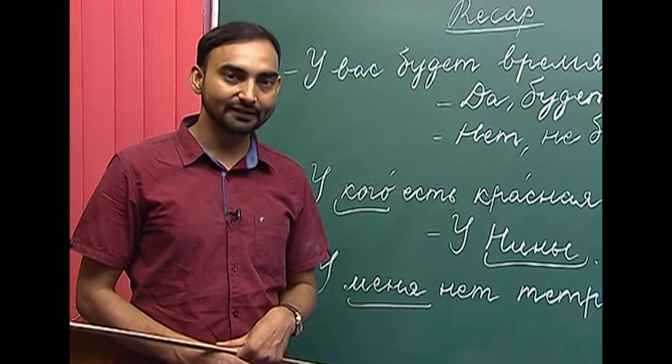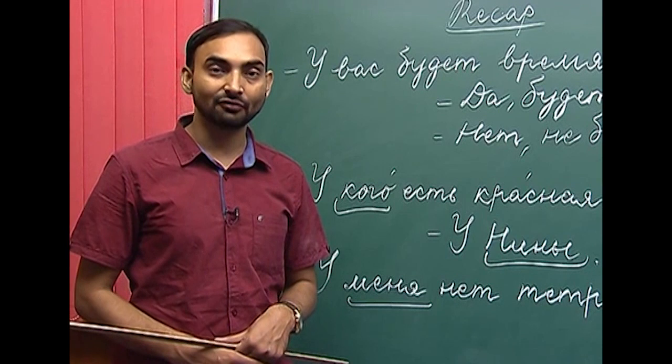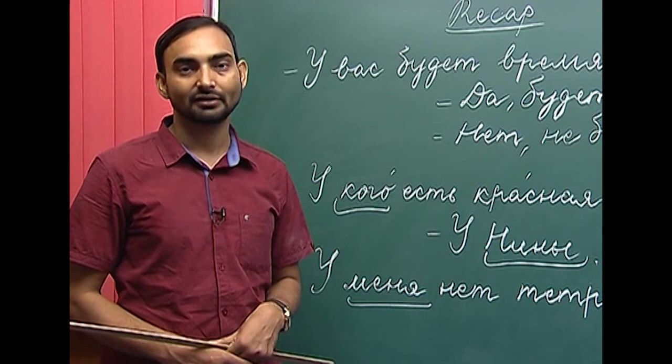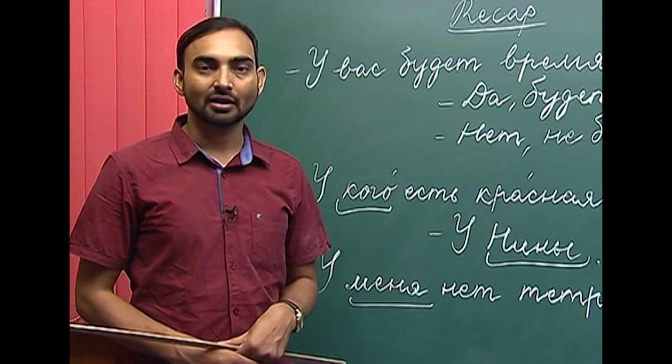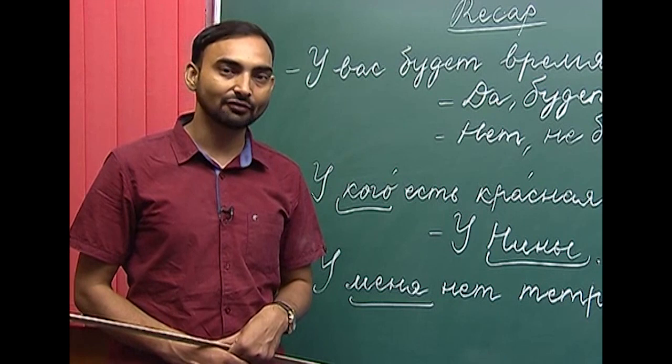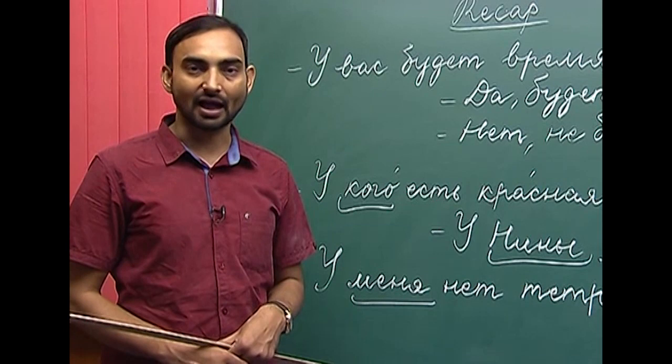If the feminine noun ends with a soft vowel, which is YA, then YA is replaced with E. And if the noun ends with a soft consonant or a soft sign, then soft sign is replaced with E. About the neuter gender nouns, when the neuter gender noun ends with O, which is a hard vowel, then O is replaced with A. And if the neuter gender noun ends with YE, which is a soft vowel, then YE is replaced with YA. So this was about the declension of singular nouns in the genitive case.